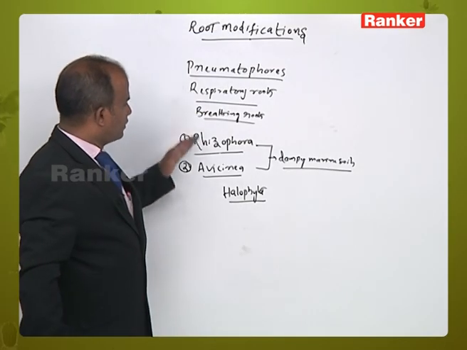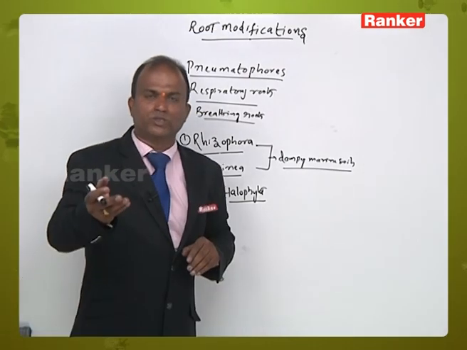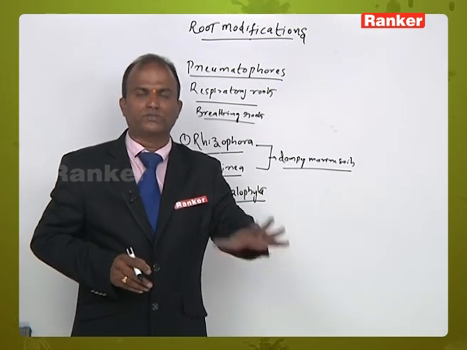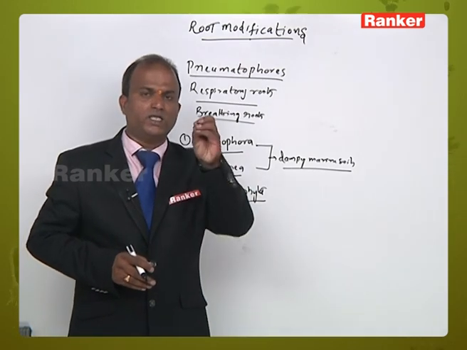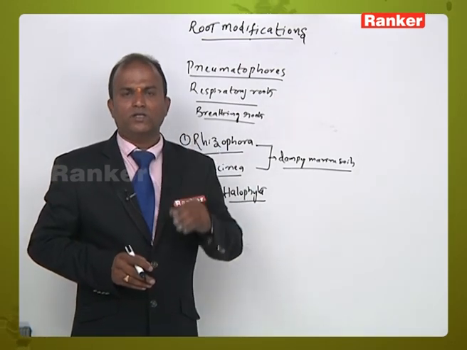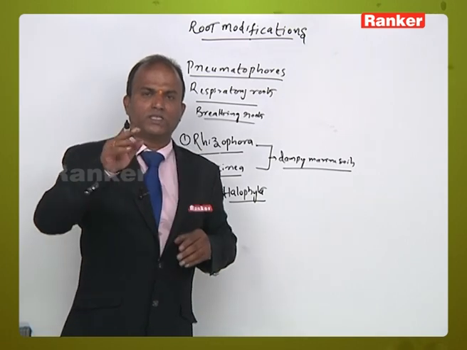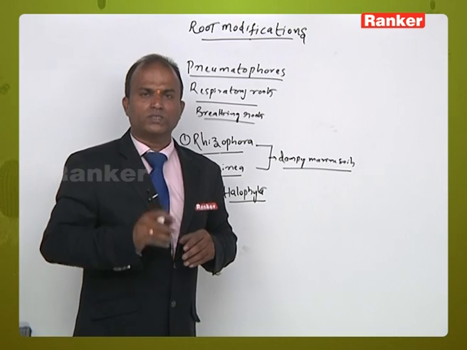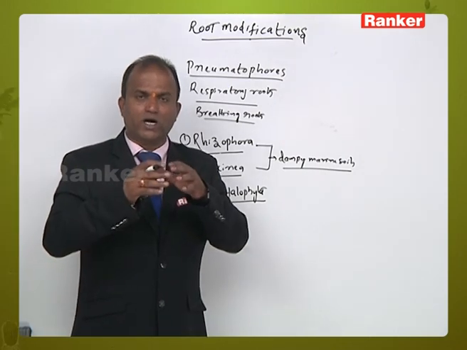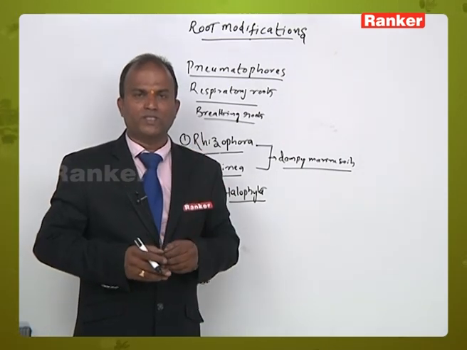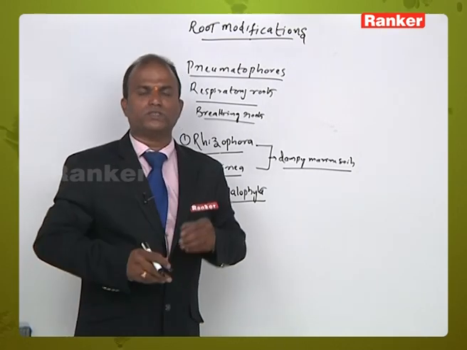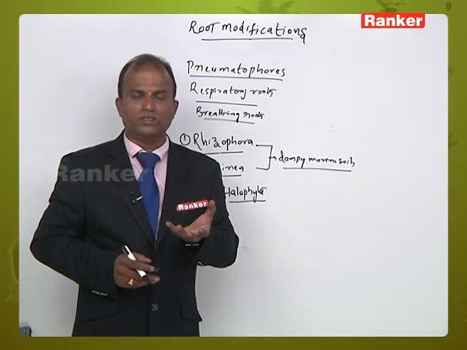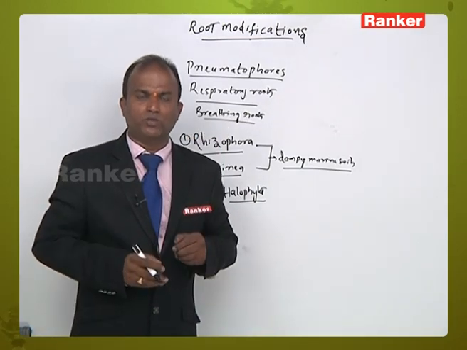And here, Rhizophora and Avicennia have to get their oxygen from the soil. Is the soil poor in oxygen? Yes. Why? Because the pore spaces are completely filled with water, due to which there is no oxygen in the soil. That means it is poor in oxygen. For their survival, they have to absorb oxygen, but that oxygen itself is poor in the soil.